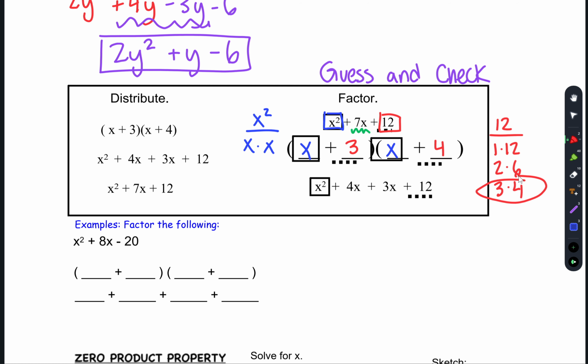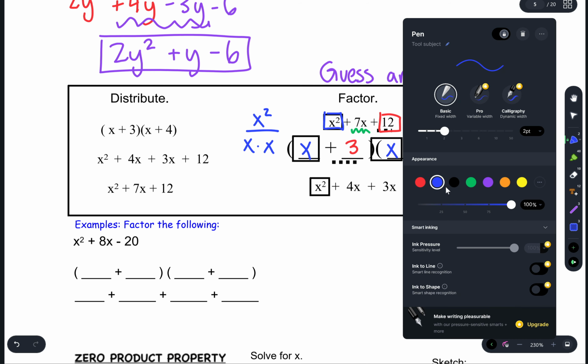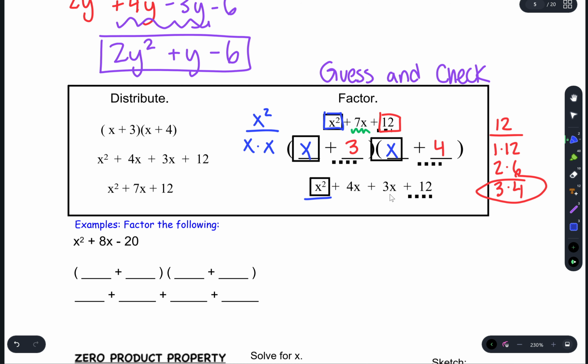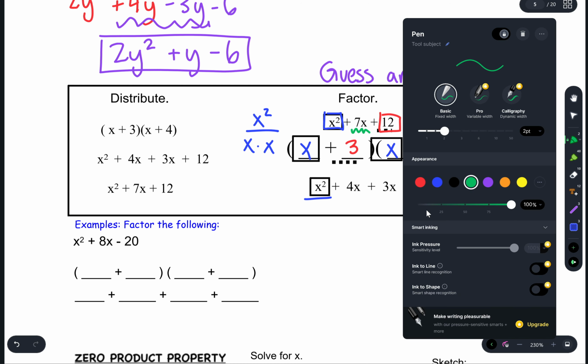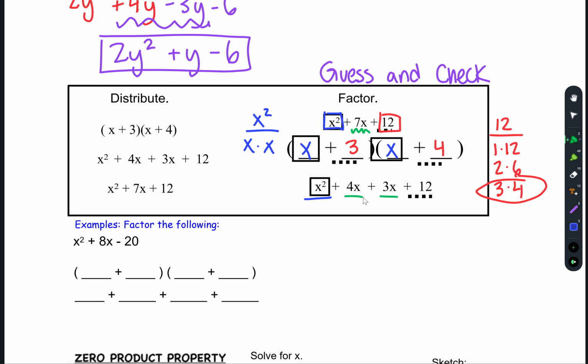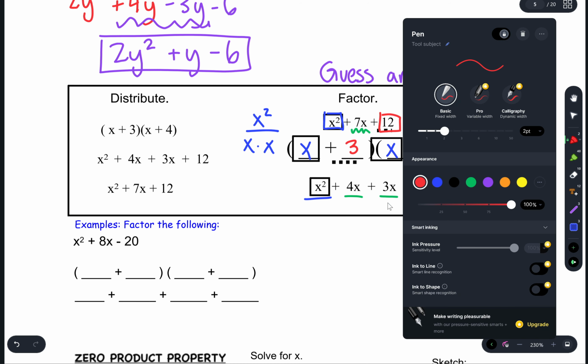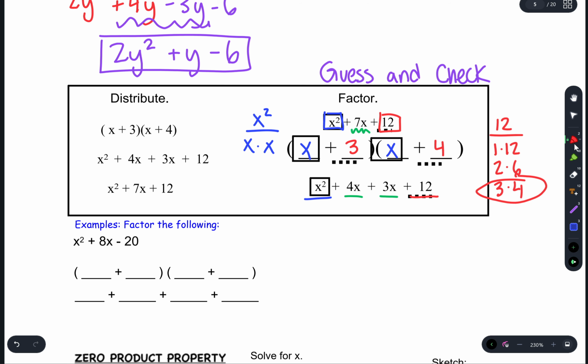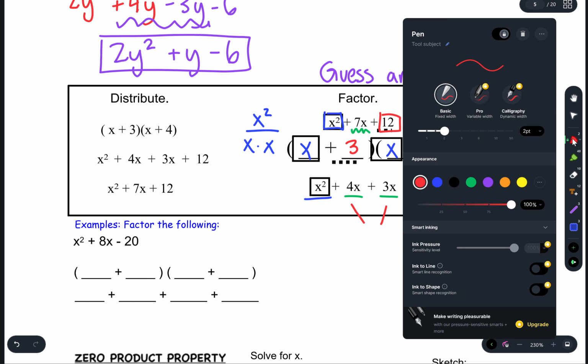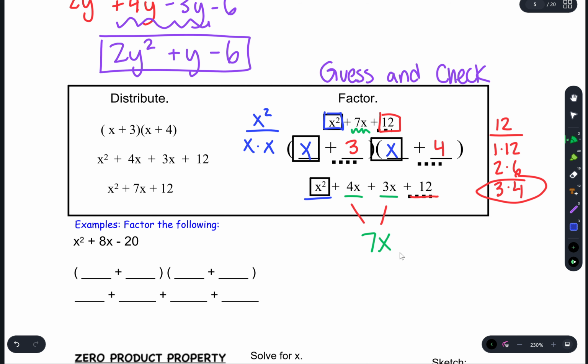And now I check the same way that I did this problem up here by distributing out those terms and making sure that I get what I had originally. So I know that x and x makes x squared. I know that 3 and x makes 3x. I know 4 and x makes 4x. And I know that 3 and 4 makes 12. And I know that when I combine like terms, this 4x and this 3x will combine to 7x. That's the guess and check method.